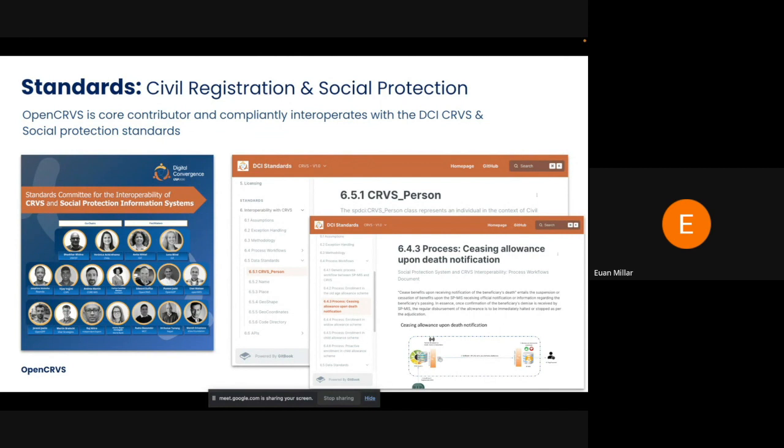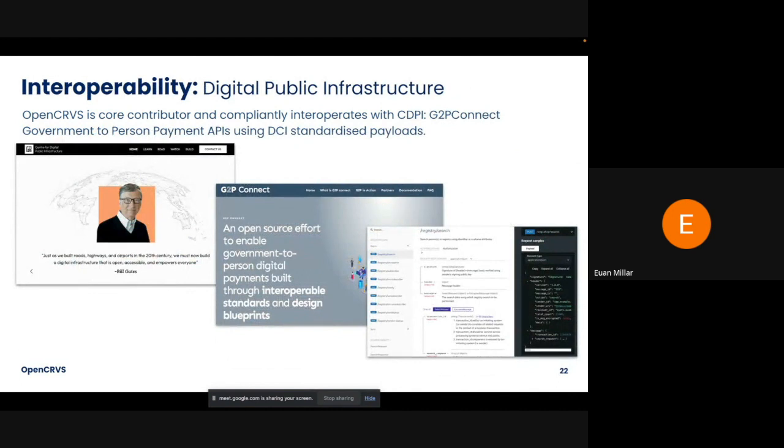And this seamlessly allows you to make use of the interoperability needs for certain workflows, such as ceasing allowance upon death, enrolling people into child allowance, all of the social protection systems which depend on civil registration. So we're standards compliant. And we interoperate across digital public infrastructure by being a core contributor and compliantly interoperating with the Center for Digital Public Infrastructure, G2P Connect, government-to-person payment programs. So we are compliant with these APIs, and these APIs use DCI standard payloads. So very much at the heart of efforts to interoperate across e-government.